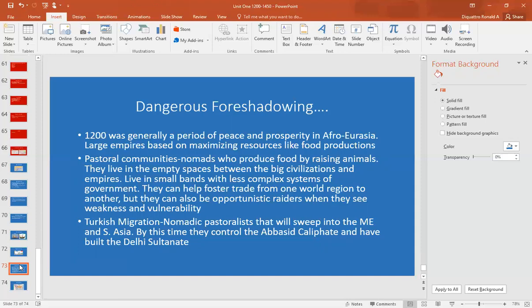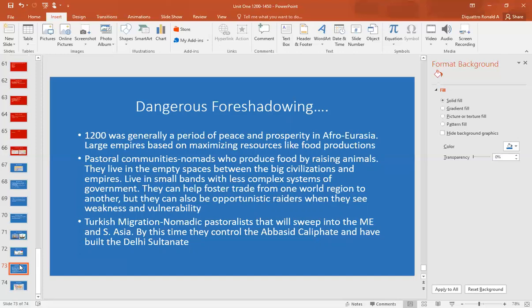These empires are primarily agricultural societies. Everything is based on the ability to produce enough food to feed everybody. However, there is a second type of group of people in the world, and these are the pastoral communities. Pastoral communities are your nomads in Afro-Eurasia. These are the groups of people who live in the empty spaces between the big civilizations and the big empires. Pastoral communities provide for themselves by living in small bands of people that produce their food by raising animals. That's where we get the term from, because they're constantly in search of pastures.